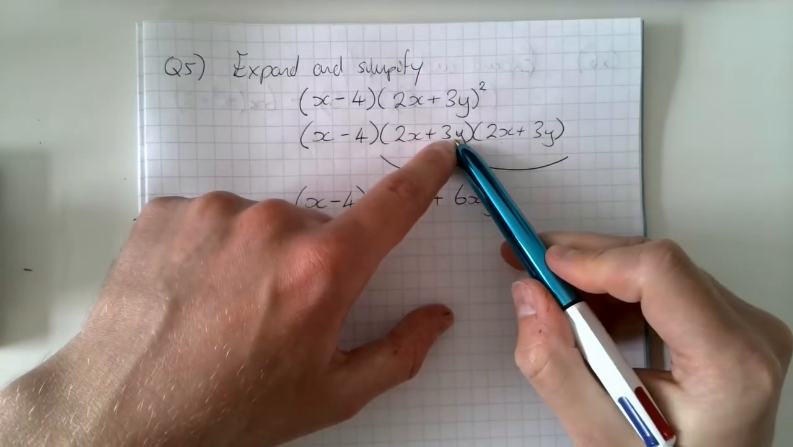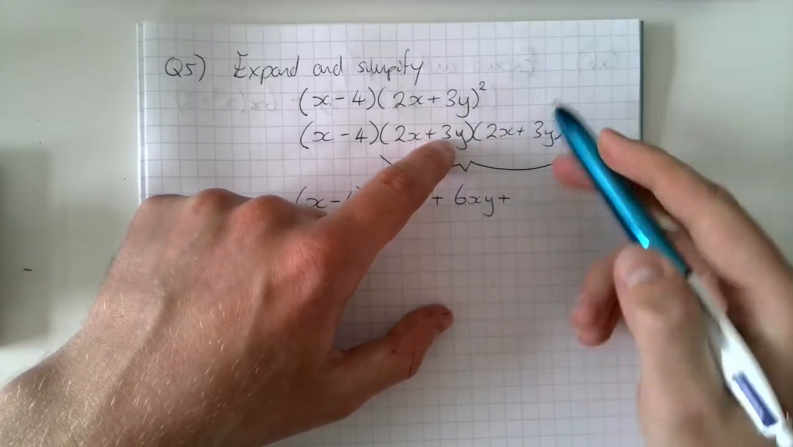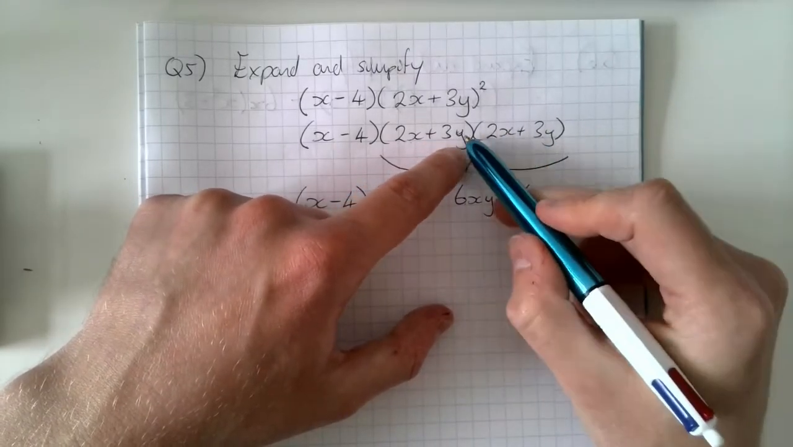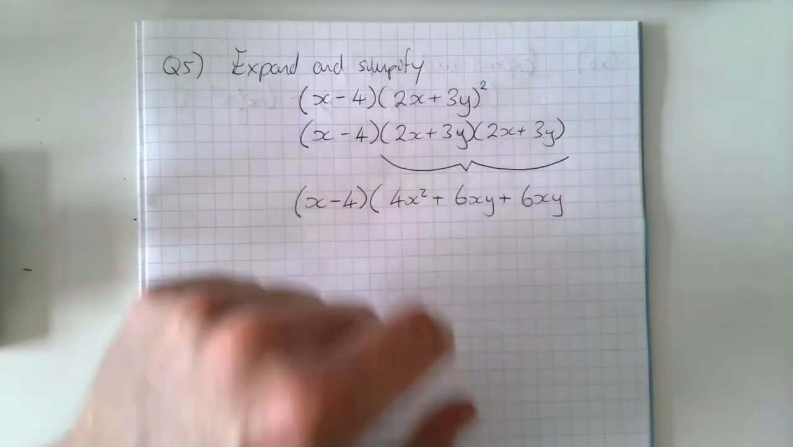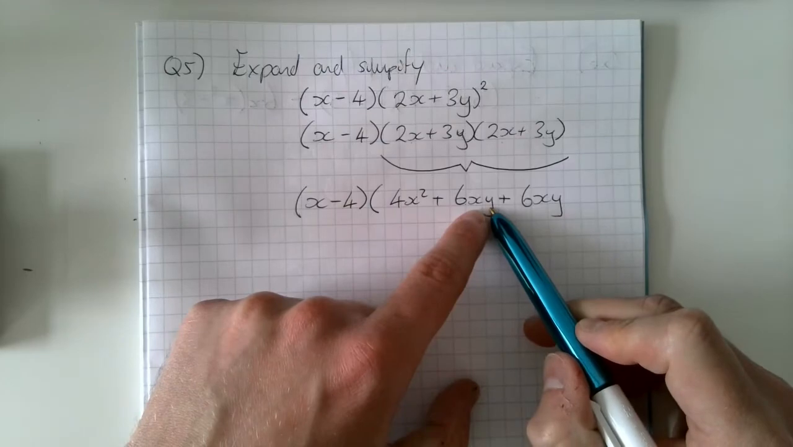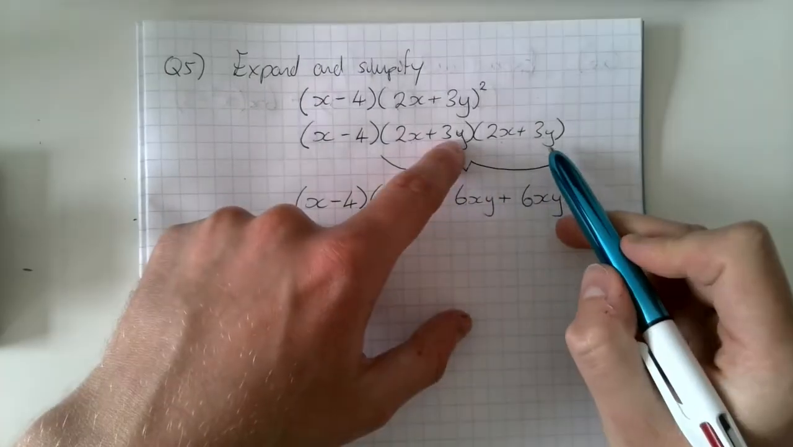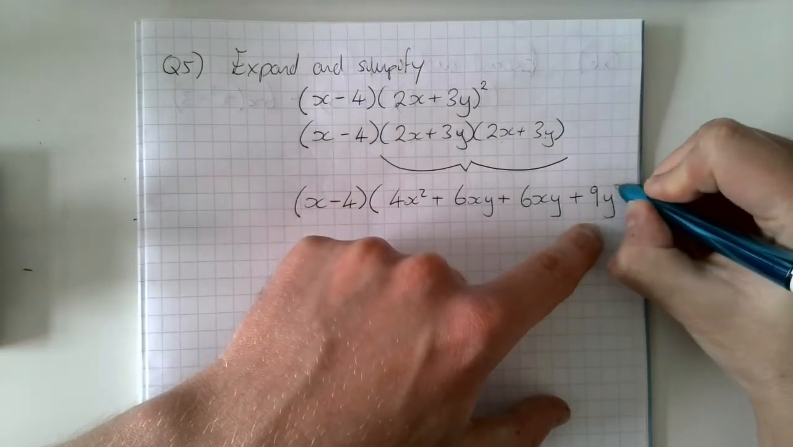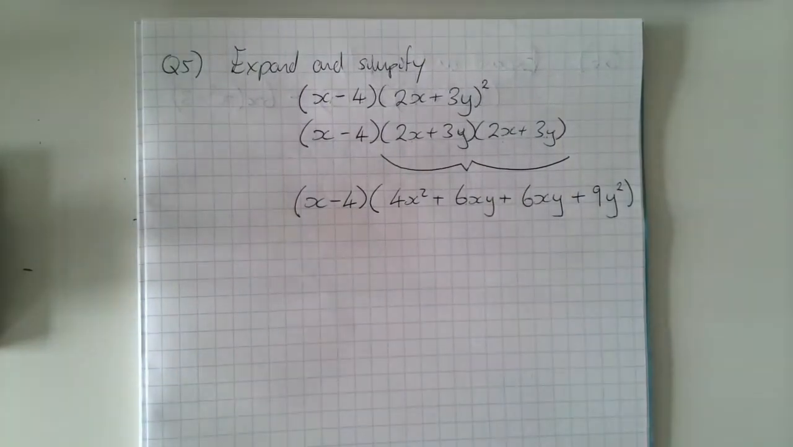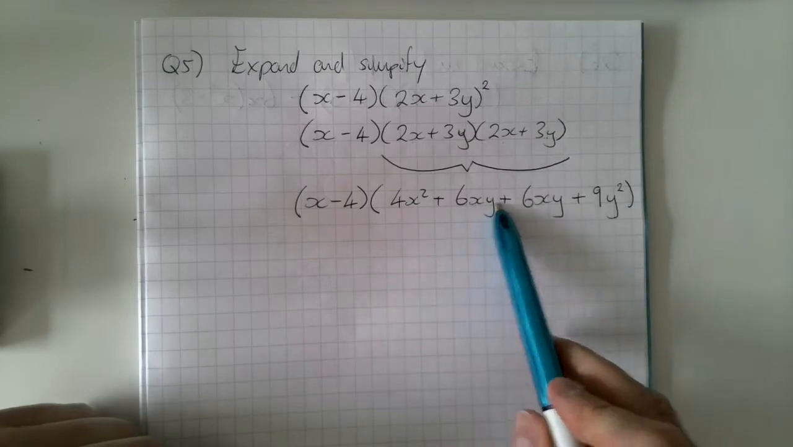Plus 3y times 2x. Well, 3 times 2 is 6 again. Y times x is yx, or I could say xy. It doesn't matter what order the letters come in. Plus 3y times 3y: 3 times 3 is 9, and y times y is y squared. Okay, a little bit of simplifying I can do here.